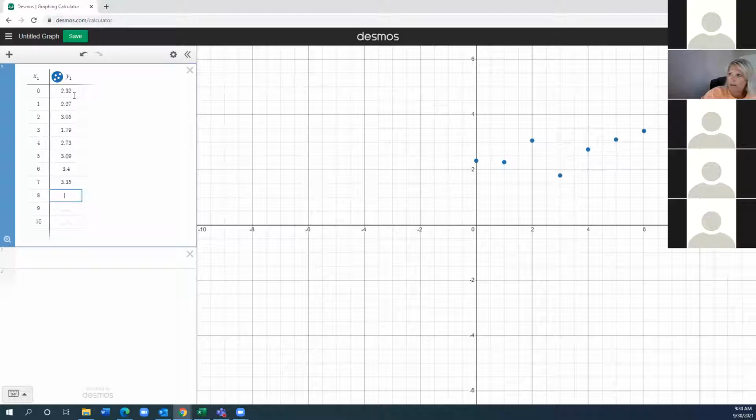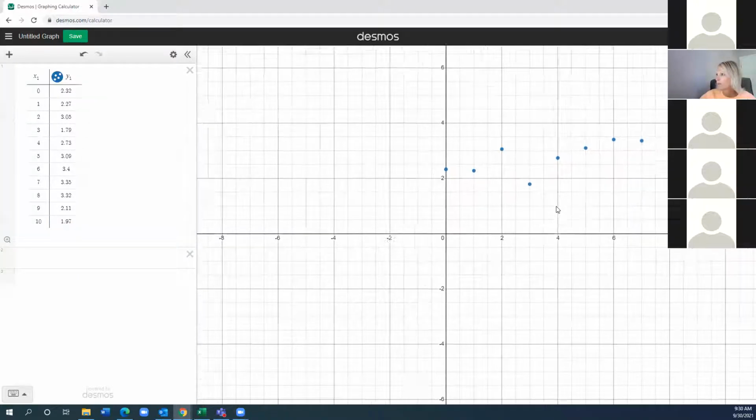If there's anybody that's not using Desmos, if you could double check me here. Oops, I'm not a plus sign. Okay. And you can kind of see it already started plotting points over here.